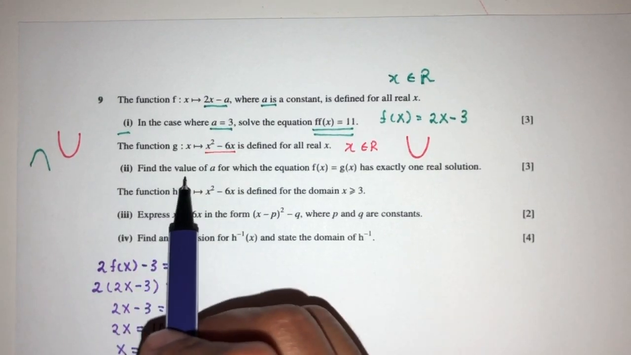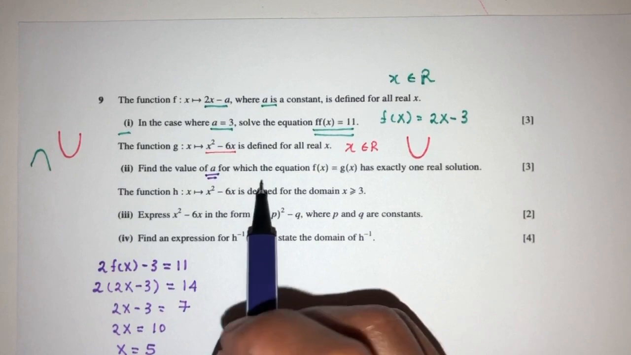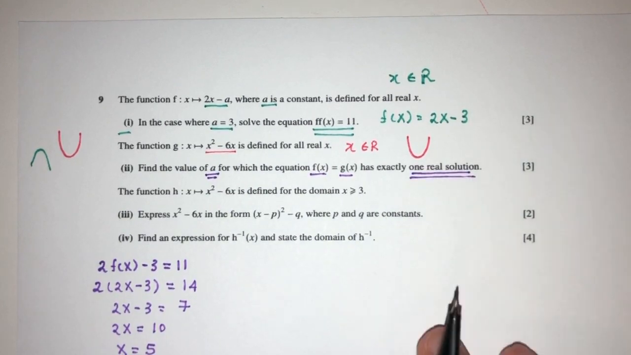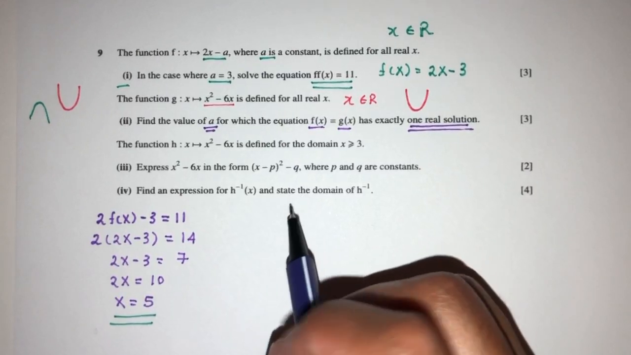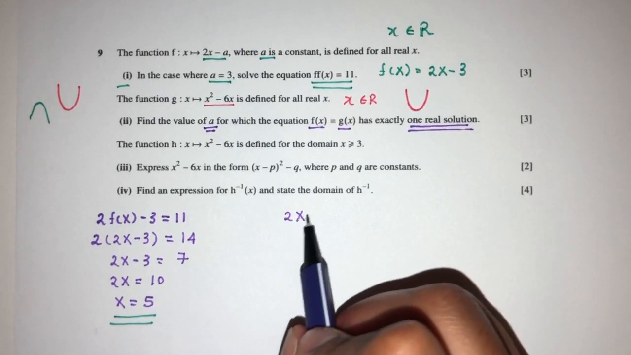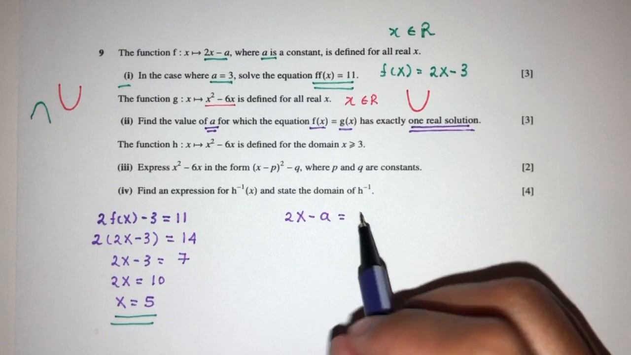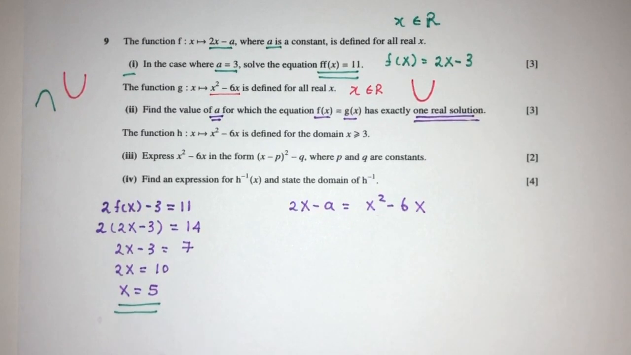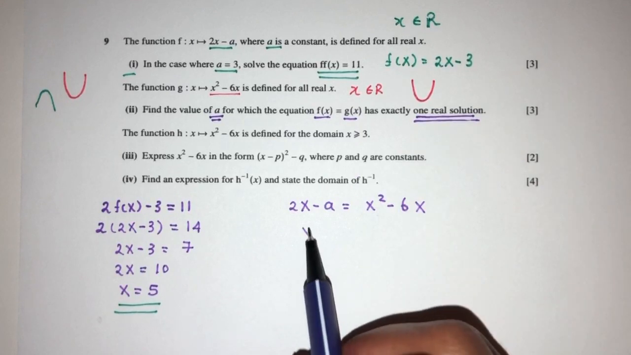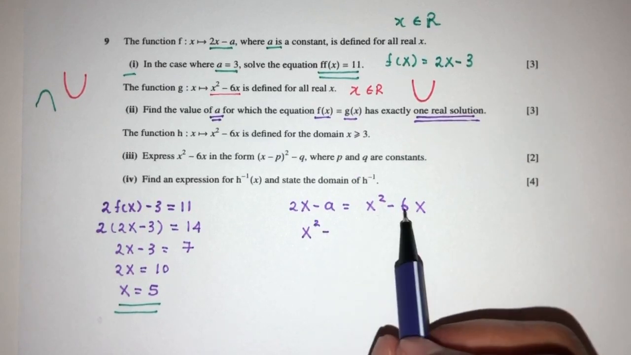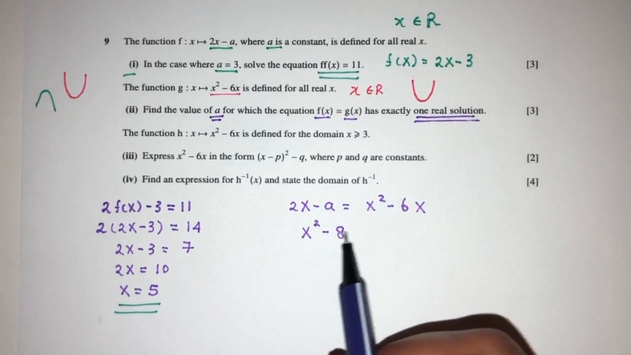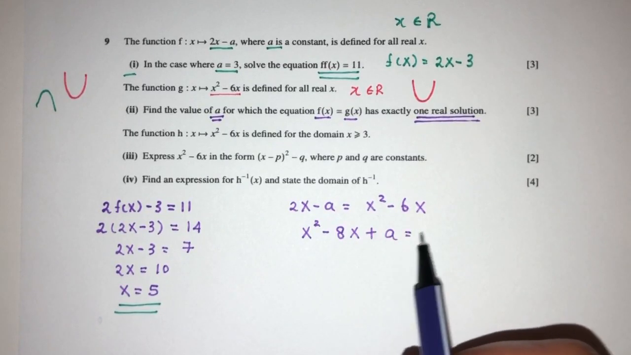Part 2, find the value of a, for which the equation this and this has exactly one real root. So pretty easy. f of x is given to you by 2x minus a is equal to g of x, which is x squared minus 6a. Now let's rearrange. Let's send everything to one side. You will have this minus 6 plus 2. So minus 6 minus 2, send this over here. That will be minus 8. And plus a has to be 0.